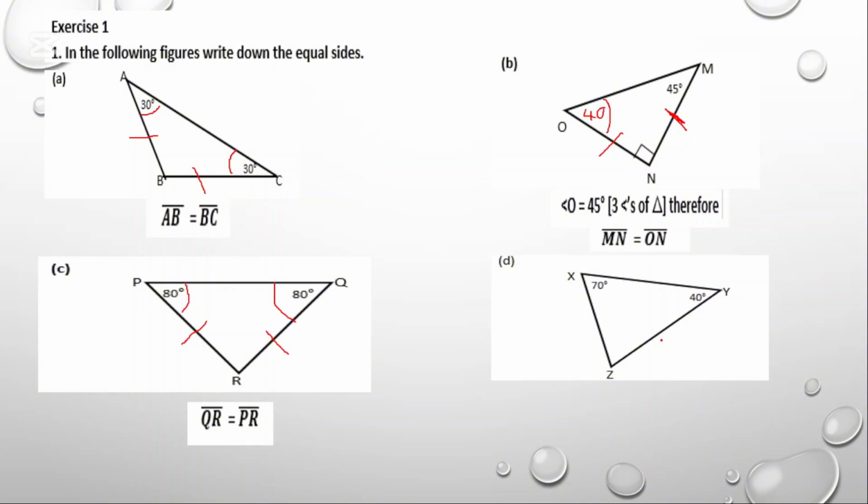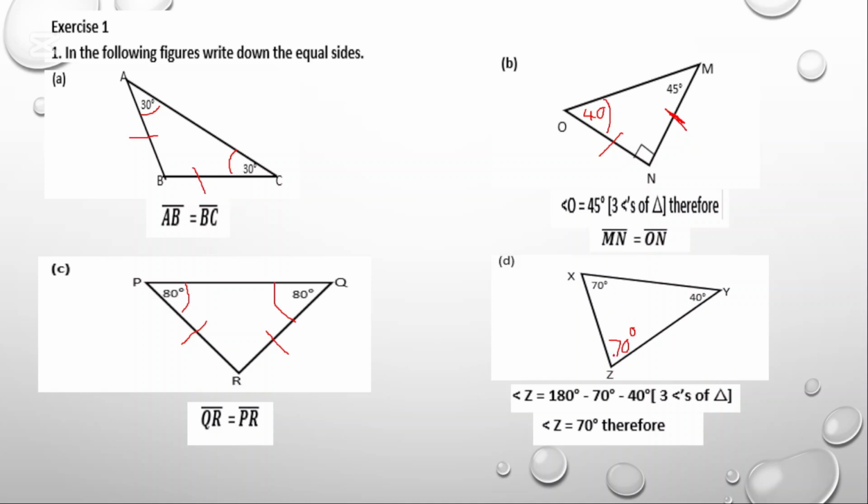Here we'll have to find out the value of Z first before we can say which are the equal sides. So we start by using our three angles of a triangle is equal to 180 method. Z here is equal to 180 minus the 70 minus the 40, because three angles of a triangle. So Z is also equal to 70 degrees. Can we see now which sides are opposite these angles?